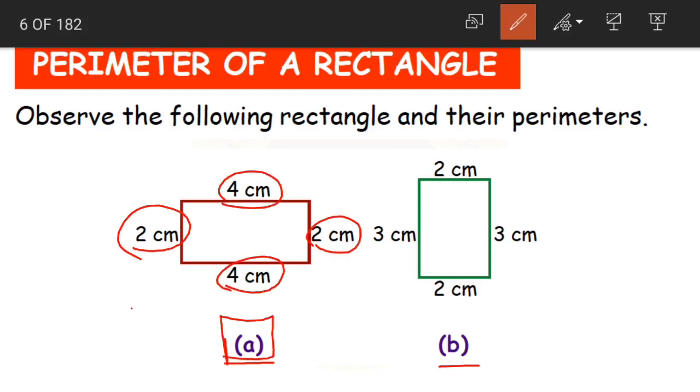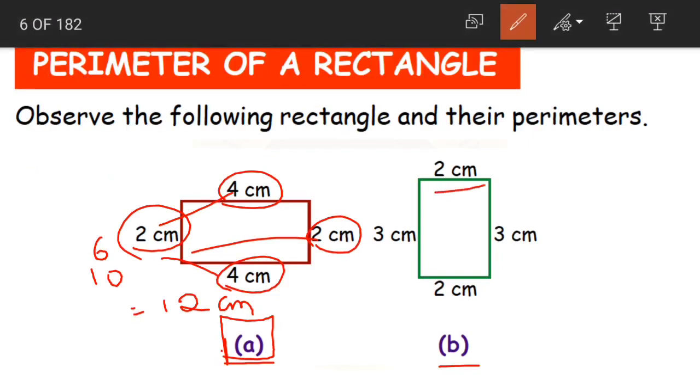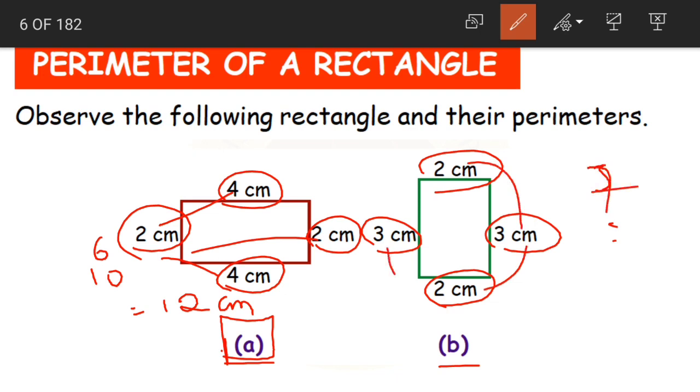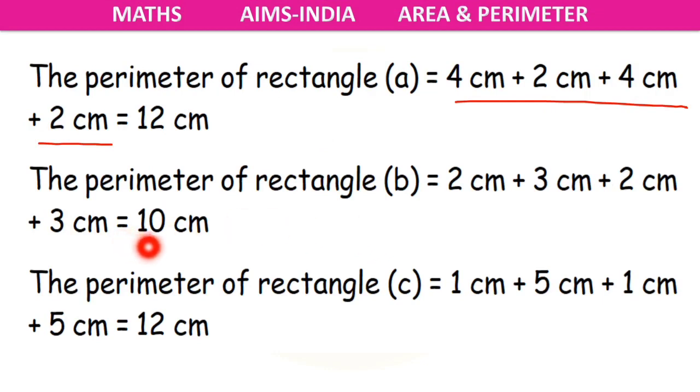The perimeter of rectangle A would be equal to 4 plus 2, 6. 6 plus 4, 10. 10 plus 2, 12. The perimeter of rectangle A would be 12 centimeters. Now coming to the perimeter of rectangle B. 2 centimeters plus 3 centimeters plus 2 centimeters plus 3 centimeters. We have to add all these together. 2 plus 3, 5. 5 plus 2, 7. 7 plus 3, 10. The total perimeter of the given rectangle B is 10 centimeters. Let us check. Yes, it is 10 centimeters.